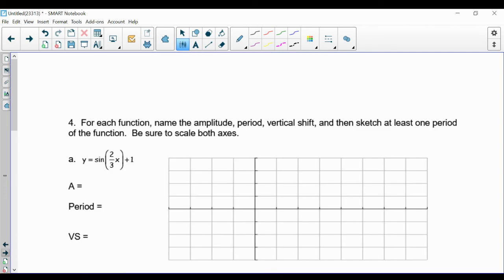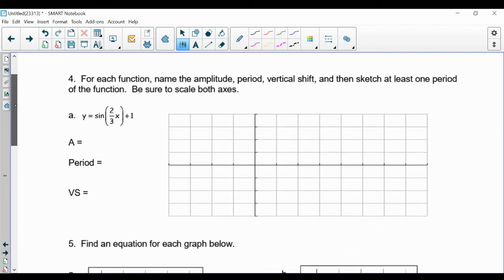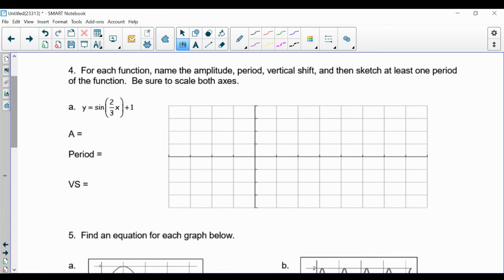Let's go ahead on to page 2. Sorry, this is going to be a longer video, but I just wanted to do it all at once. Okay. All right. So for 4, we are asked to graph given the function. They tell you here to name the amplitude, period, and vertical shift, and then sketch at least one period of the function, and be sure to scale both axes. So remember, you are putting the numbers on the axes because that's really what changes with a lot of these graphs is just the axes.